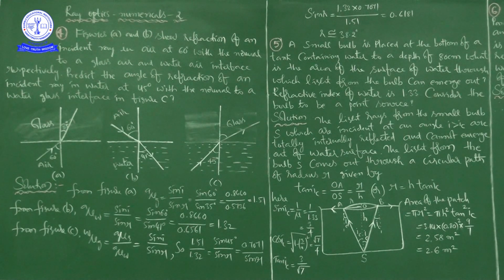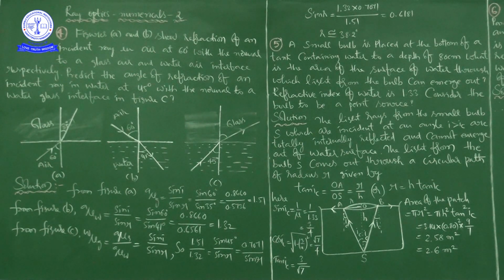In continuation to the last class, in this class we are going to discuss the next, fourth exercise problem. Yesterday we discussed three exercise problems, so this is the fourth problem. This is the class of Ray Optics Numericals 2, the second class for numericals. First I will explain the problem, then we will go for the solution.